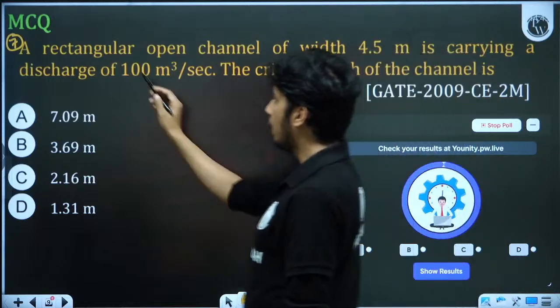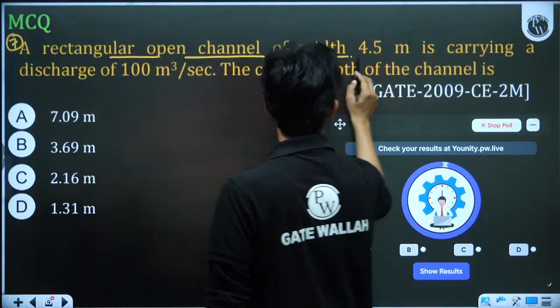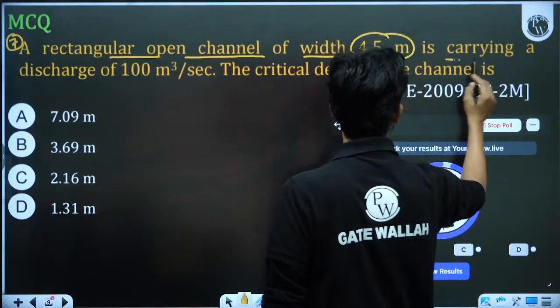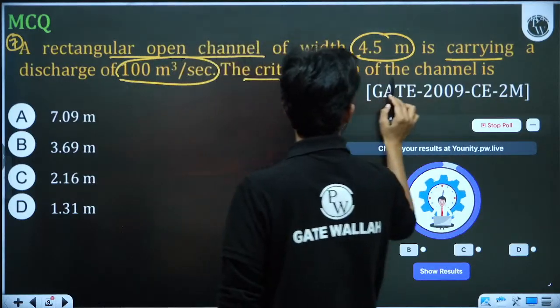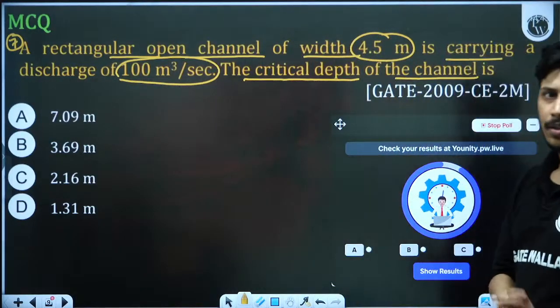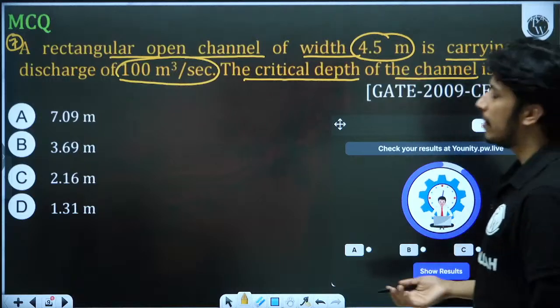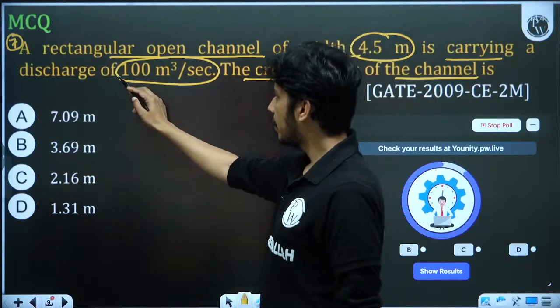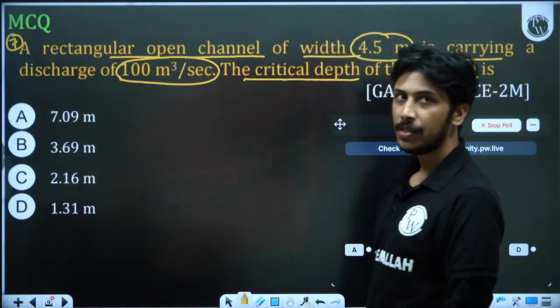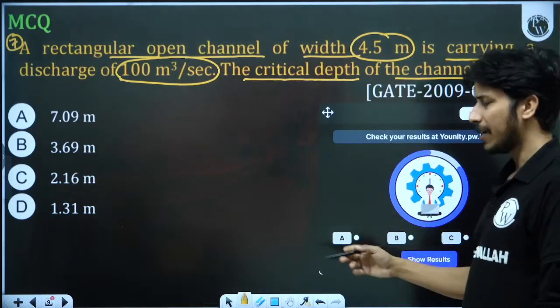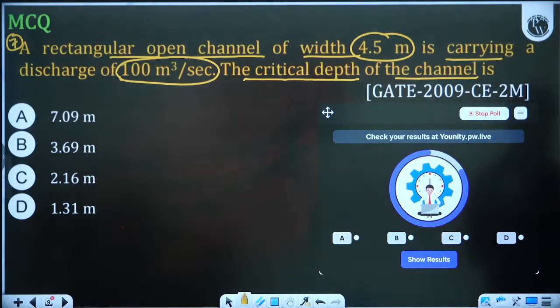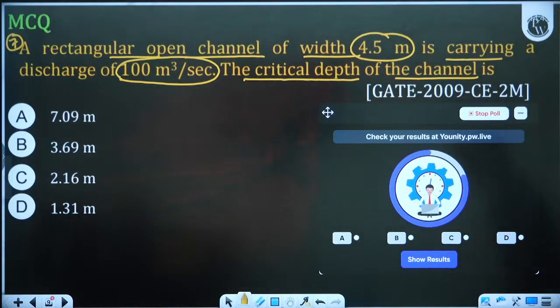A rectangular open channel of width 4.5 meter is carrying a discharge of 100 meter cube per second. The critical depth of the channel is, this is very simple. Discharge is given, width is given, calculate small q, and for a rectangular channel, what is the critical depth? q square by g raised to power 1 by 3. That is very simple, so I don't think you need 150 seconds. I think you will be solving within 90 or 100 seconds. Solve this, give me the answer. In the back end, I am also calculating what the answer will be.